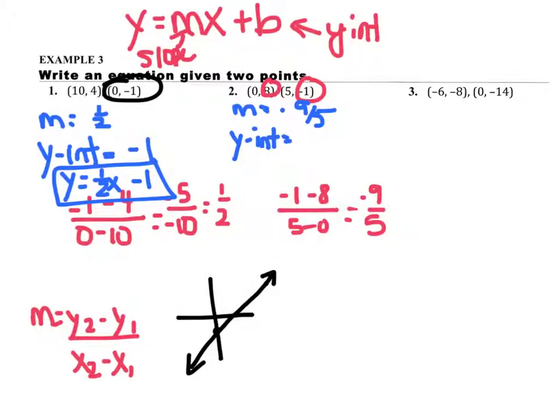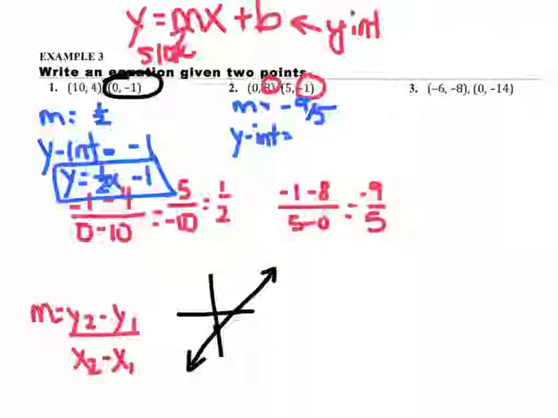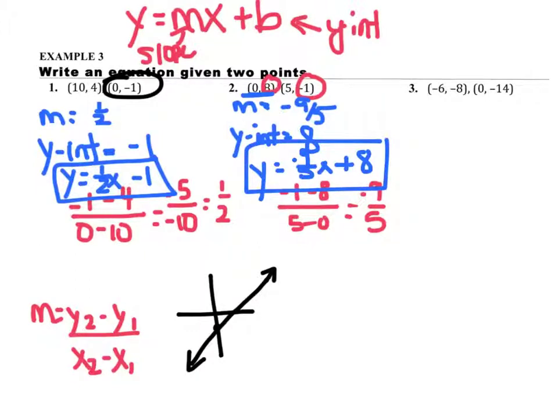My y-intercept, well, let's go back and look here. Let's look for the one. If I have a point that has the 0 for the x, my y-intercept is going to be the positive 8. All right, so now my equation is going to be y is equal to negative 9 all over 5x plus 8.